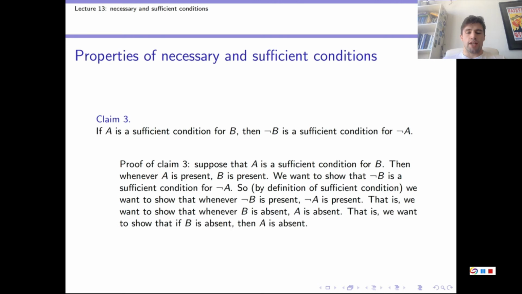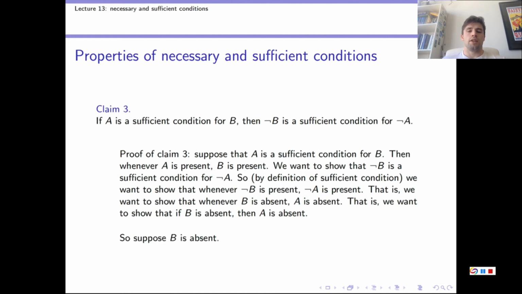Notice that this is just the same as showing that if B is absent, then A is absent. All I've done there is rephrase the whenever as an if-then statement. Now, we know what it means to prove an if-then statement. First, we assume the antecedent, and then we show that the consequent follows. So, to show what we're interested in now, we assume the antecedent is true, so we suppose B is absent. And then we want to show that the consequent is true. That is, we want to show that A is also absent.